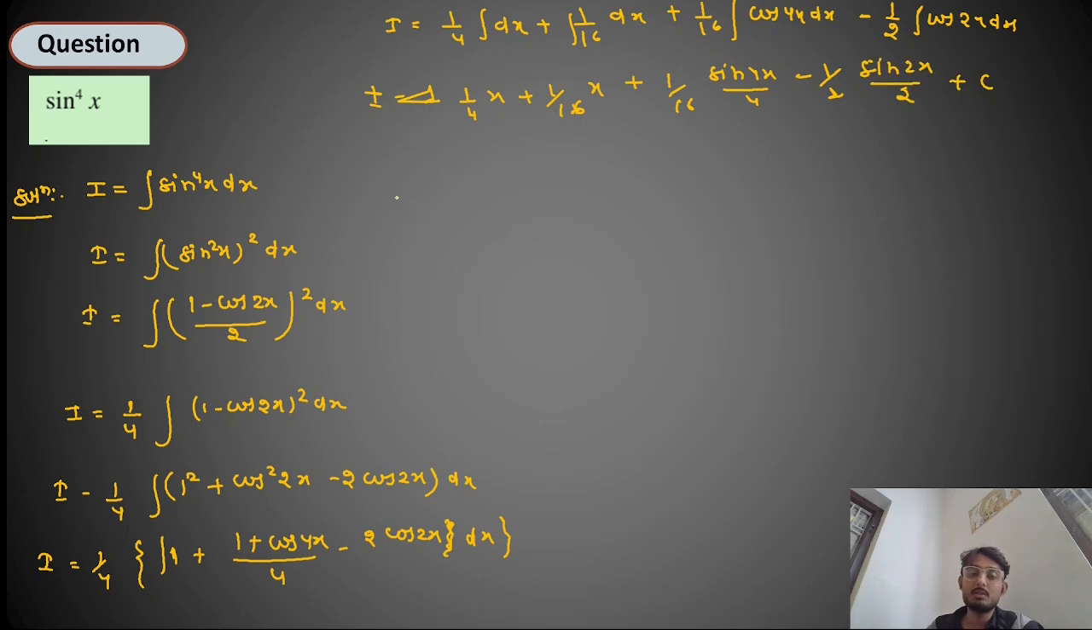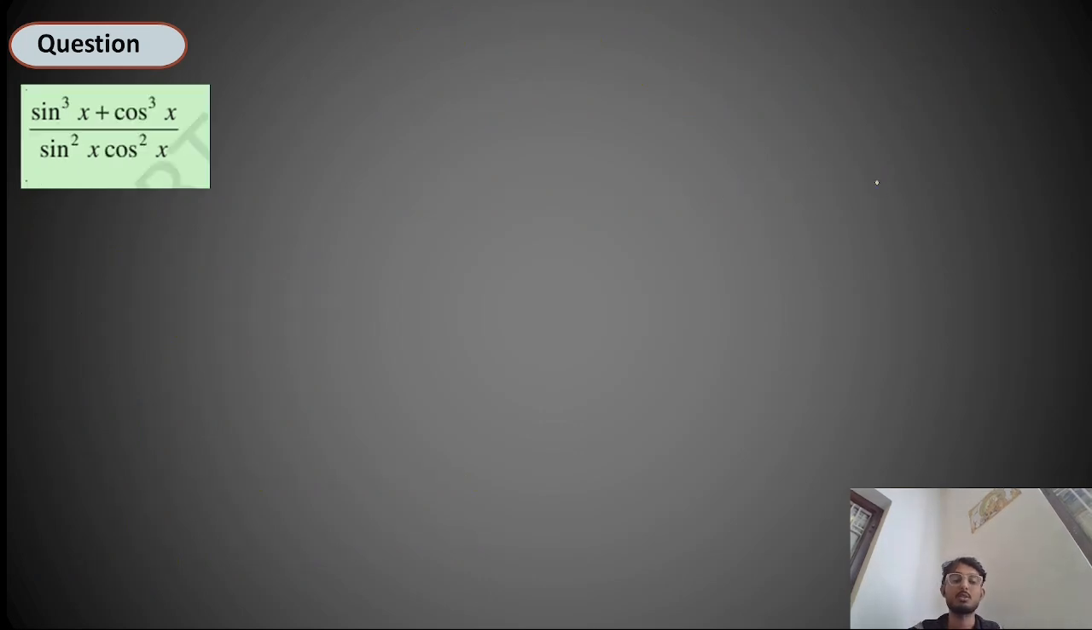Now you can add both terms, 1 by 16 and 1 by 4. You will get 4 4s are 16, so here you will get 4 and 1, 5 upon 16 x, plus 16 4s are 64, sorry, sine 4x minus 1 by 4 sine 2x plus c. This is the final answer. Let's move on to another example.